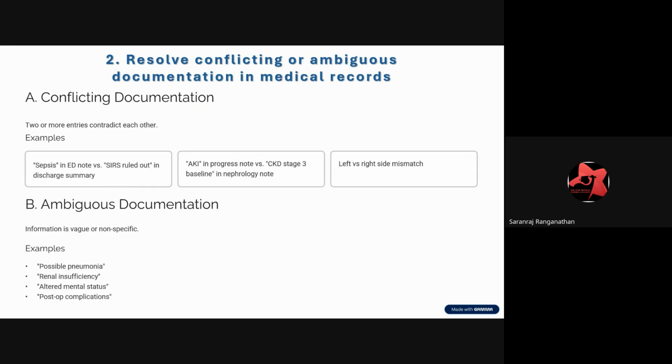There it becomes the problem for us. So in that scenario, yes, I need to go back and check with the provider and ask for clear documentation. Okay, this kind of conflict. These are the different sets of conflict.